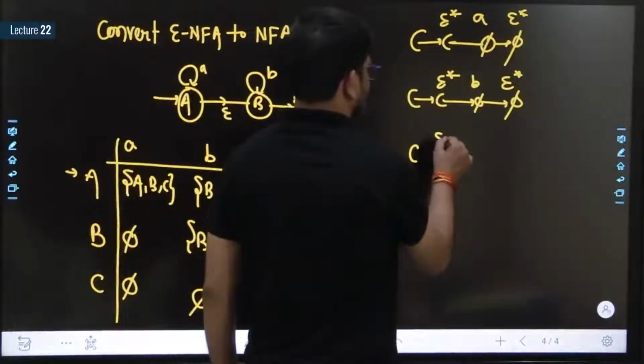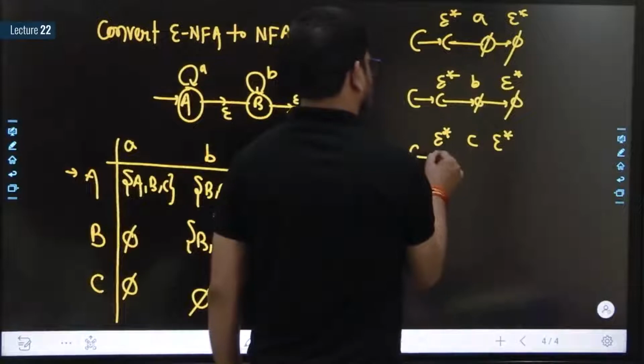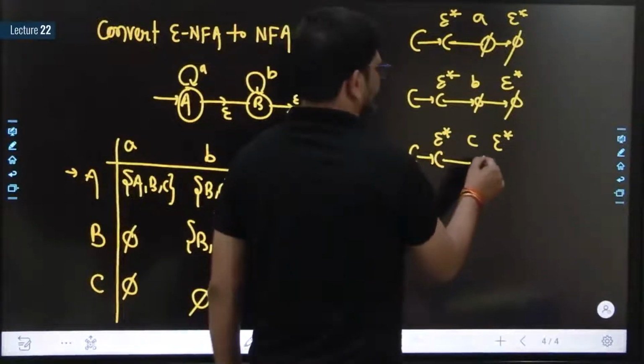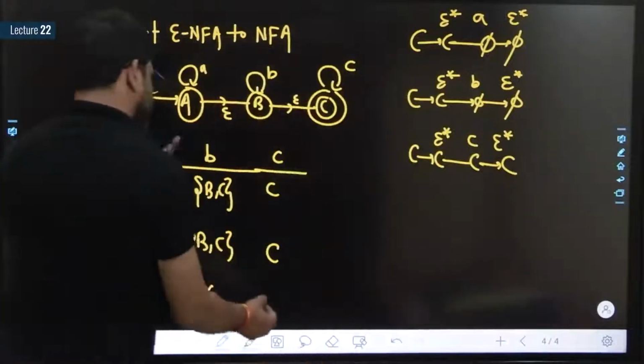C on C. Epsilon closure of C, C. C on C, C. Epsilon closure of C, C. So C on C is C.